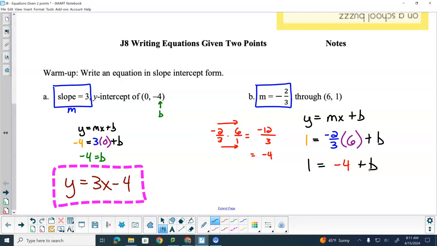Chloe, how do I solve that for b? Add 4 to both sides. And what do you get then? What's 1 plus 4? 5. 5 equals b. Bryce, do I have an m? Do I have a b? Give me the y equals mx plus b for it.